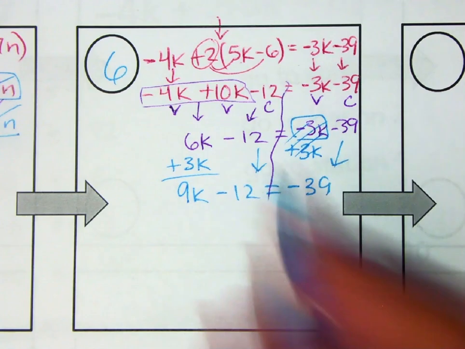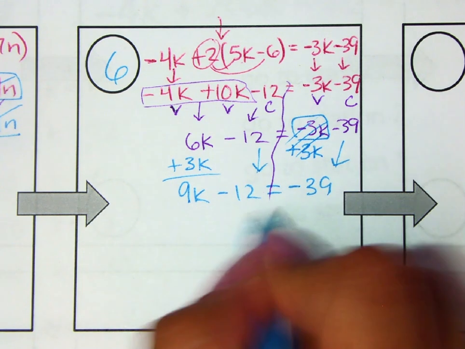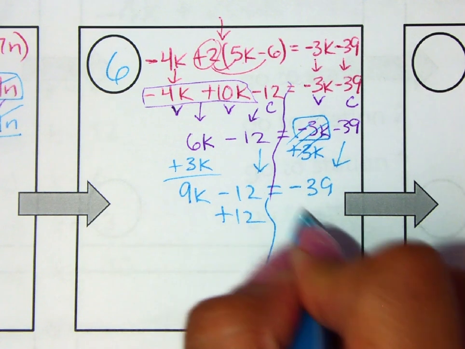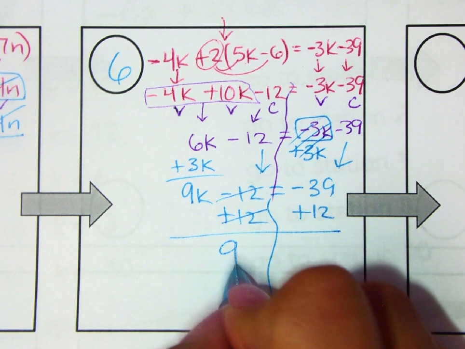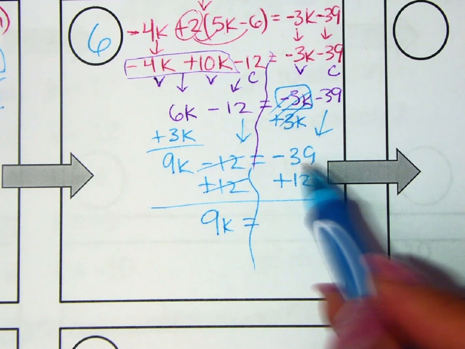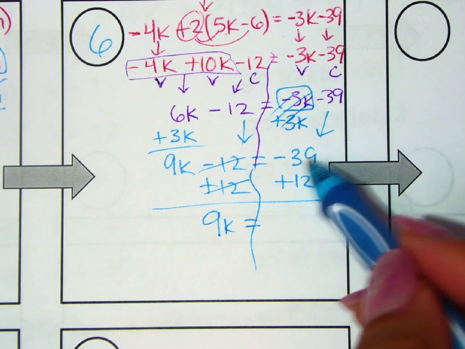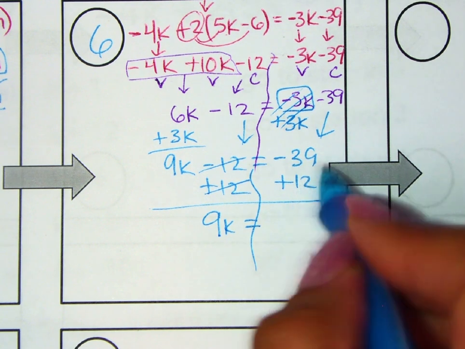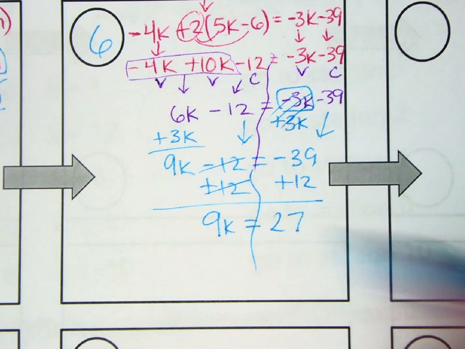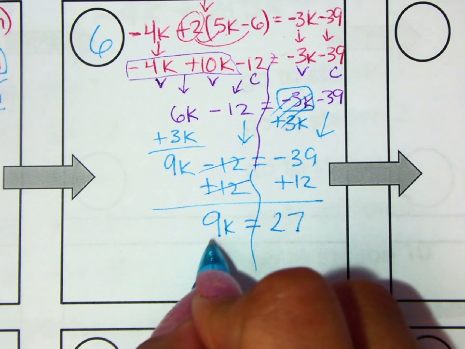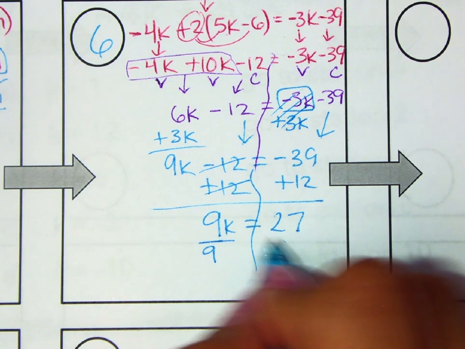After that, we want to move the numbers to the other side. Since the k went to the left side, the numbers go to the right side, and we're going to do plus 12 to cancel that -12. -12 plus 12 is 0, so it cancels, and now you have 9k equals, and here you do -39 plus 12. They're opposite signs, so you're technically canceling 12 of the numbers. So 39 minus 12, we're going to end up with 27. 9k equals 27. When you have a variable and a coefficient, you divide by the coefficient.